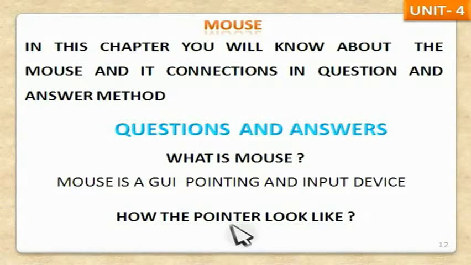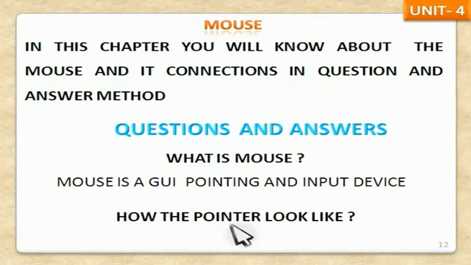This is unit 4, mouse. We will discuss the mouse in a question and answer method. In this chapter you will learn about the mouse and its connections in a question and answer method. So the questions and answers start. First question, what is a mouse? A mouse is a GUI pointing and input device.